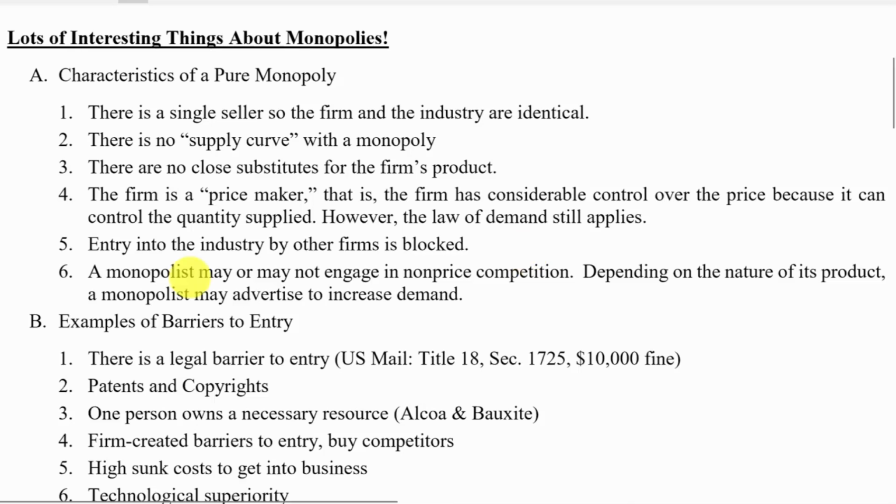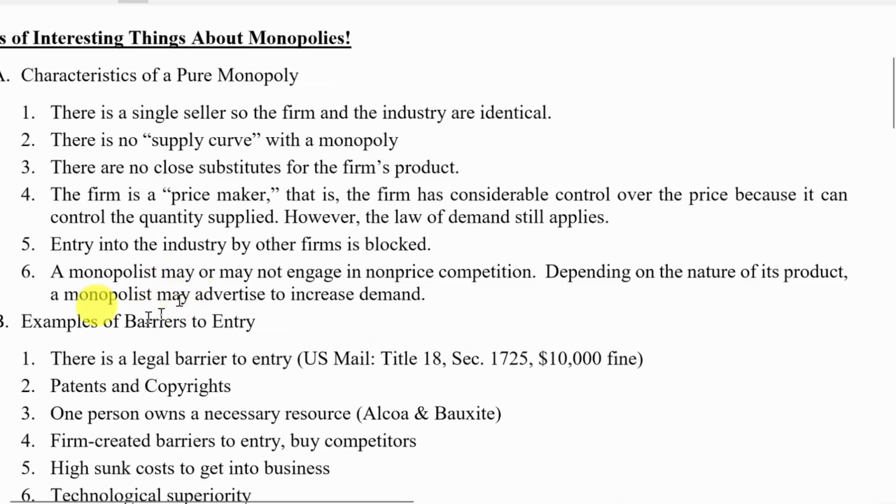Also, a monopolist, once they're a monopolist and they're the only firm and they're dictating the price and they're picking a point on the demand curve, they may or may not engage in non-price competition, such as advertising. But it kind of depends on what kind of product it is we're talking about. A monopolist might advertise. This is probably the most common thing that a monopolist would do that's non-price competition. Since they have to pick one point on the demand curve, they might advertise in order to increase the demand.